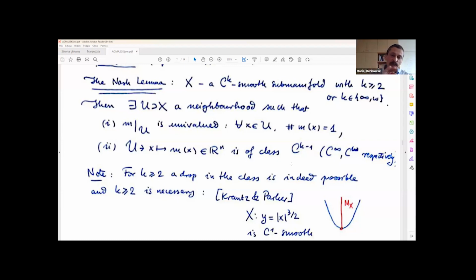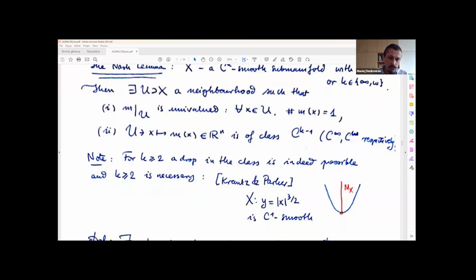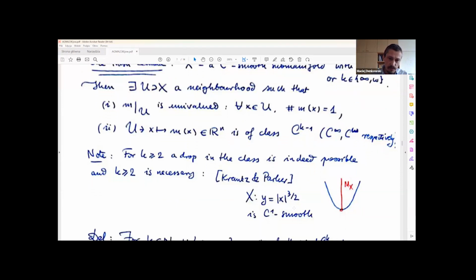a smooth submanifold always has a neighborhood in which the distance to this submanifold is uniquely realized. There's always a unique closest point. And the resulting function here, m of x, is of class C^(k-1). If the class was finite, there is a drop in the class. And the theorem is no longer true for k equal to 1. For k equal to 1, you have here an example due to Kratz and Parker of a function that at the origin is C^1 but not C^2. And indeed, it is computable directly that the medial axis goes down to this apex of this parabola-like graph.